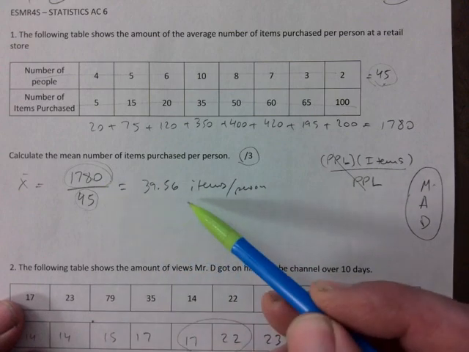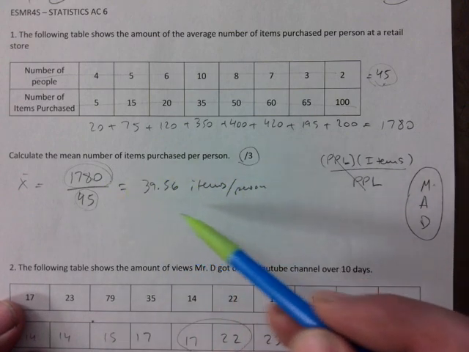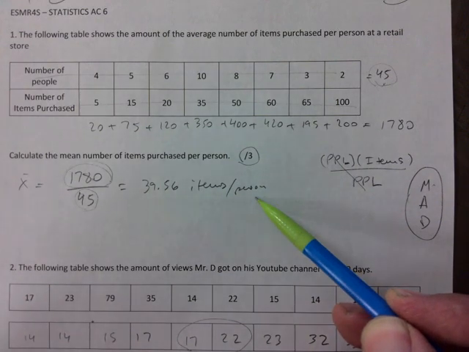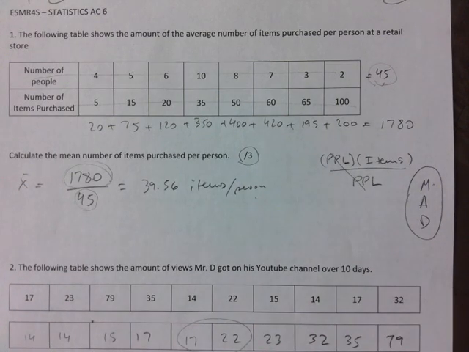So we divide by 45, so we end up with 39.56 items per person. Please don't round this to a whole number because it's a measurement. Mean is a measurement, so we state it as a decimal. There you go, 3 marks for that. So give yourselves a mark.